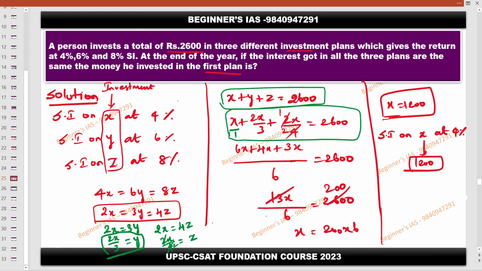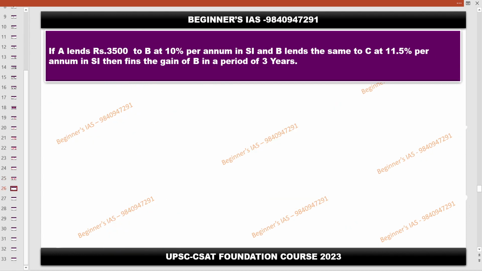Fine. So let us move on with the next question. Now, if A lends rupees 3500 to B at 10% per annum simple interest, and B lends the same to C at 11.5% per annum simple interest, then find the gain of B in a period of 3 years.